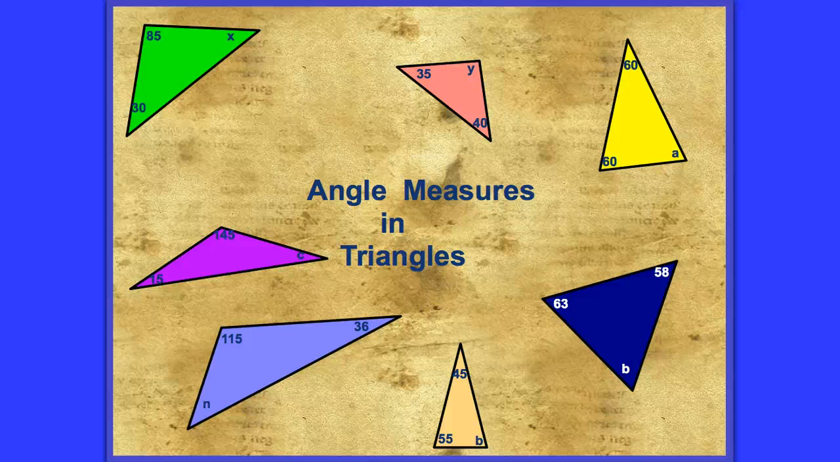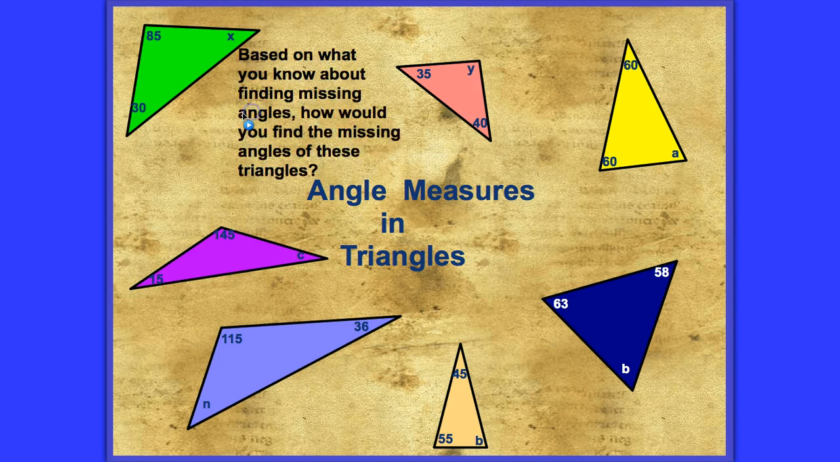Our work today is going to be with triangles, the measures given for angles in the triangles, and then taking a look at where we have a missing angle. In place of the measure for that angle, we have a variable. And how will you be able to find out what that measure is? How are we going to do that? Is there a method that we can use?